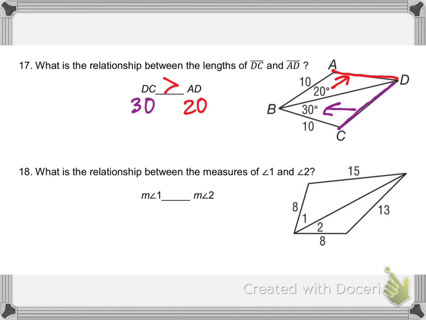And then 18, I'm looking at the measure of angle 1, and it's opposite from 15. I'm not saying that 15 is the measure of that angle. I'm just saying that's what it matches up with. And then angle 2 is opposite from 13. So if 1 is opposite from 15 and that's bigger than 13, the measure of angle 1 is bigger than the measure of angle 2.